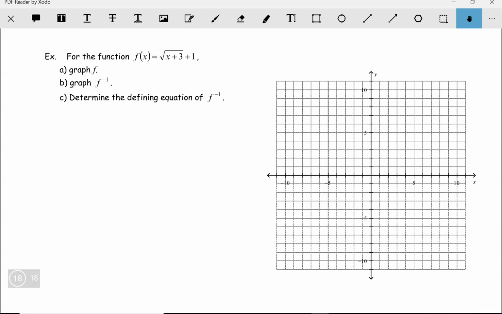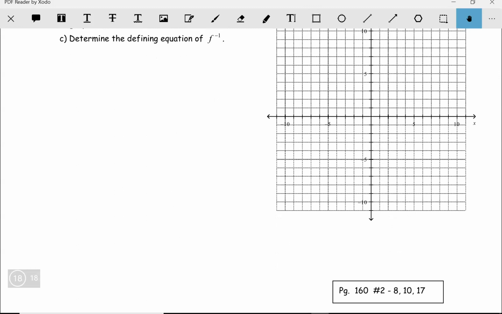And last but not least, I don't even know, do I want to do the homework?